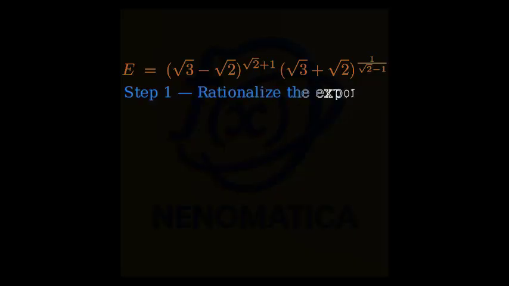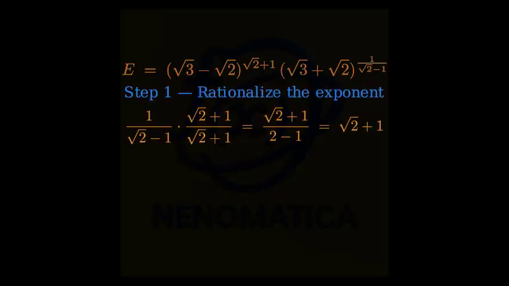Step 1. Rationalize the exponent 1 over square root 2 minus 1 by multiplying numerator and denominator by the conjugate, square root 2 plus 1. This gives square root 2 plus 1 over 2 minus 1, which equals square root 2 plus 1. Therefore, the exponent on the second base equals square root 2 plus 1. So the entire expression becomes open parenthesis square root 3 minus square root 2 close parenthesis to the power square root 2 plus 1 times open parenthesis square root 3 plus square root 2 close parenthesis to the same power.